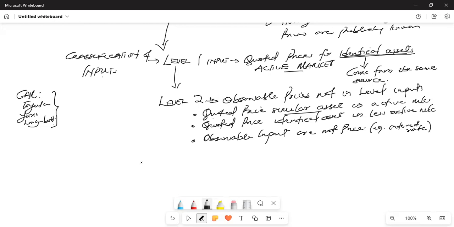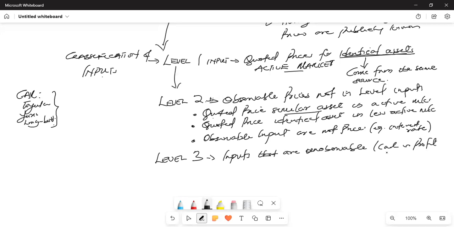Then per standard, if you don't know the level 2, if you can't get level 2, then you go to level 3. I'm going to show you something to make it easy for you to ask in your brain once and for all. The level 3 says that use inputs that are unobservable. Inputs that are unobservable. And here, what we are talking about is the cash or profit forecast for using the asset yourself.